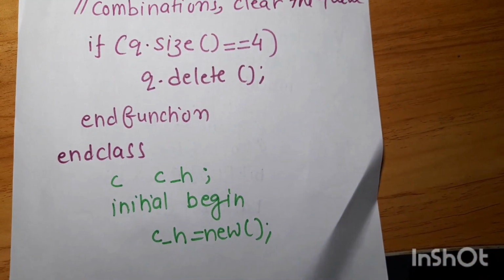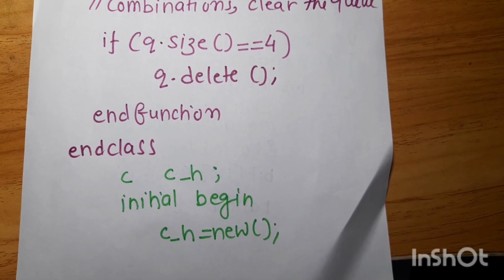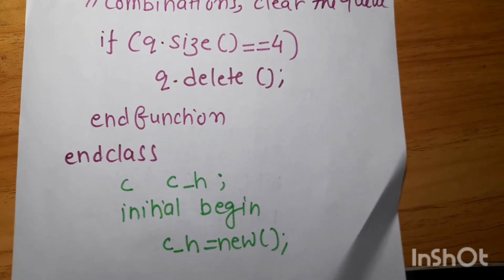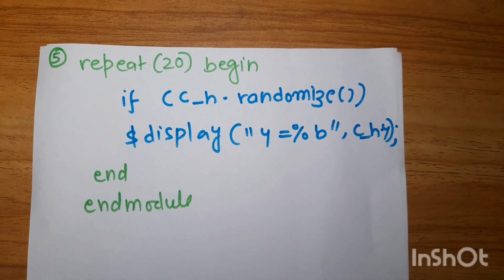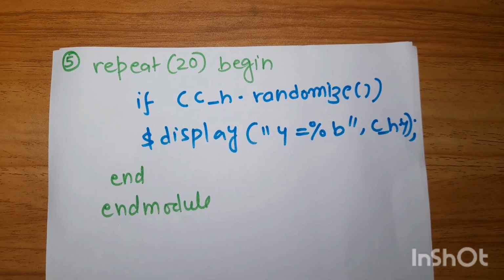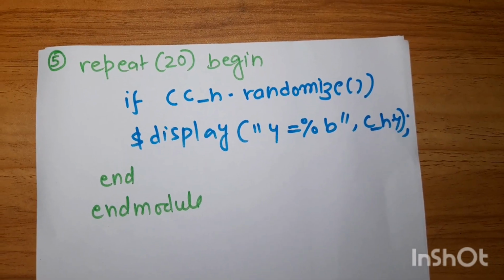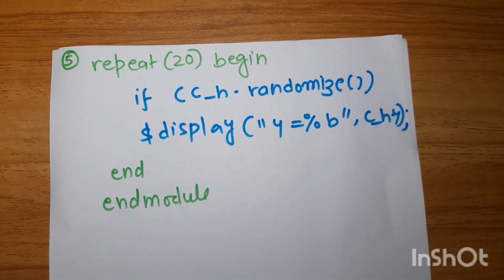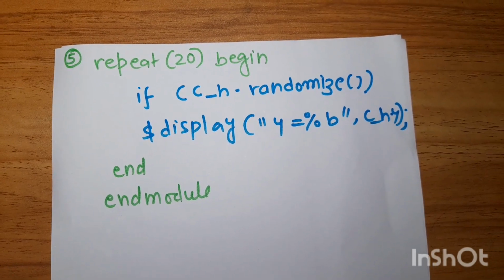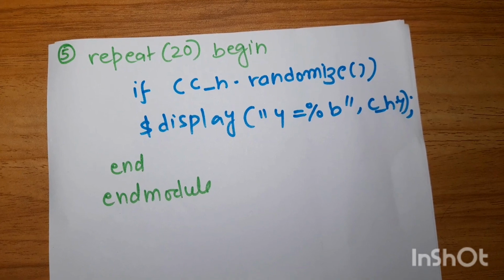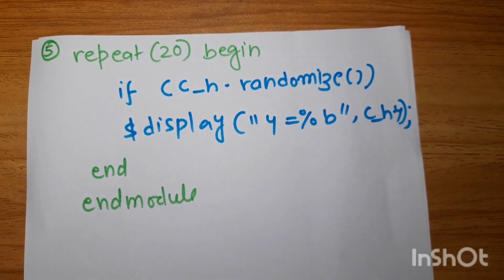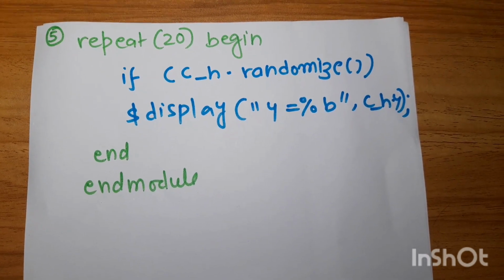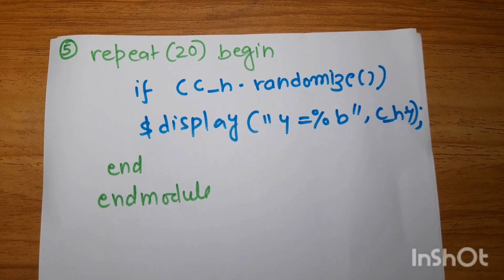C is the class name and C_h is the object name. Inside the initial begin end, I am creating C_h equal to new. Now repeat 20 means I am running the loop 20 times, generating the value 20 times. Inside repeat 20 begin, C_h.randomize randomizes the object C_h, and $display y equal to %b C_h.y. So y is a property of the class C, and I am generating the value of y.